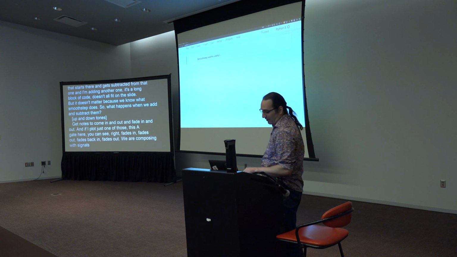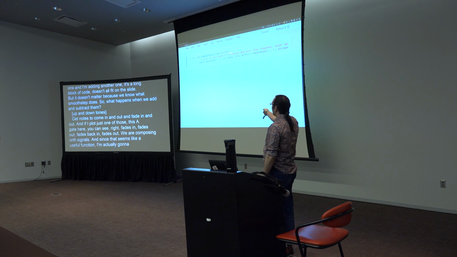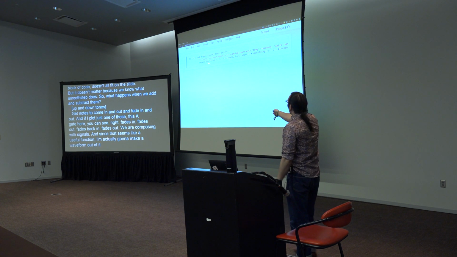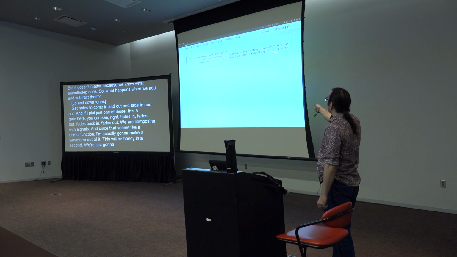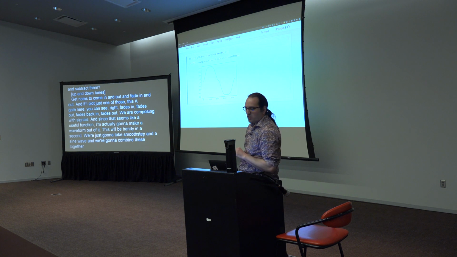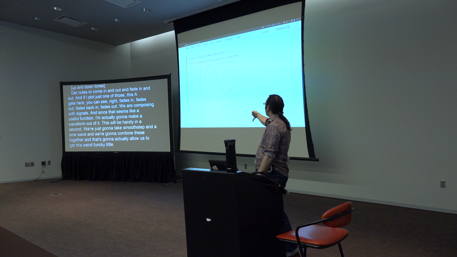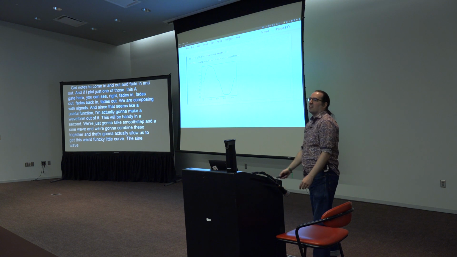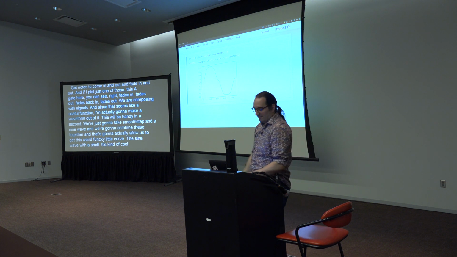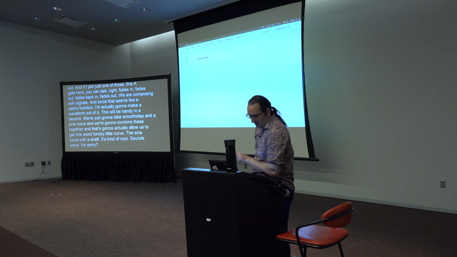And since that seems like a useful function, I'm actually going to make a waveform out of it. This will be handy in a second. We're just going to take Smoothstep and a sine wave, and combine these together. And that's going to allow us to get this weird, funky little curve. It's a sine wave with a shelf. It's kind of cool. Sounds weird. I'm sorry? Distorted. Yeah, it's a little distorted bit of a wave there.